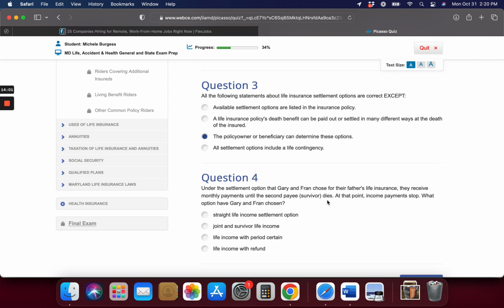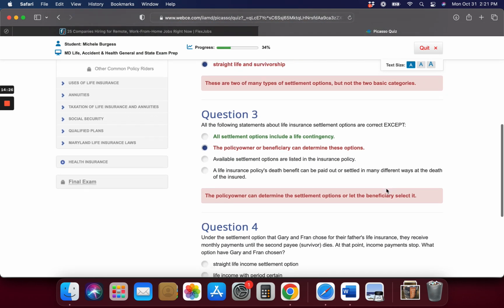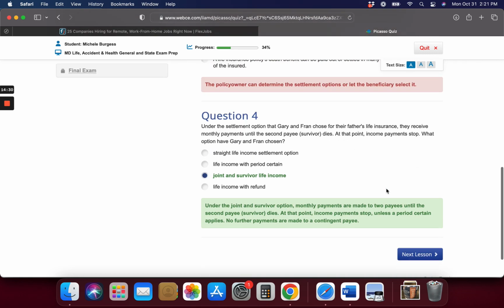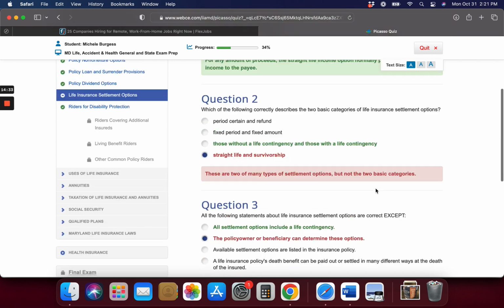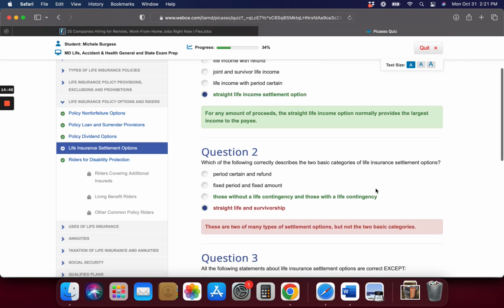I could be wrong. Under the settlement option that Gary and Fran chose for their father's life insurance, they receive monthly payments until the second payee, survivor, dies. At that point, the income payment stops. What option did Gary and Fran choose? Joint and survivor life income. So we got half of these right. The last one we got right, which makes sense, joint and survivor. And the first one we got right, which was straight life income settlement option. They provide the largest monthly income to the payee, straight life.